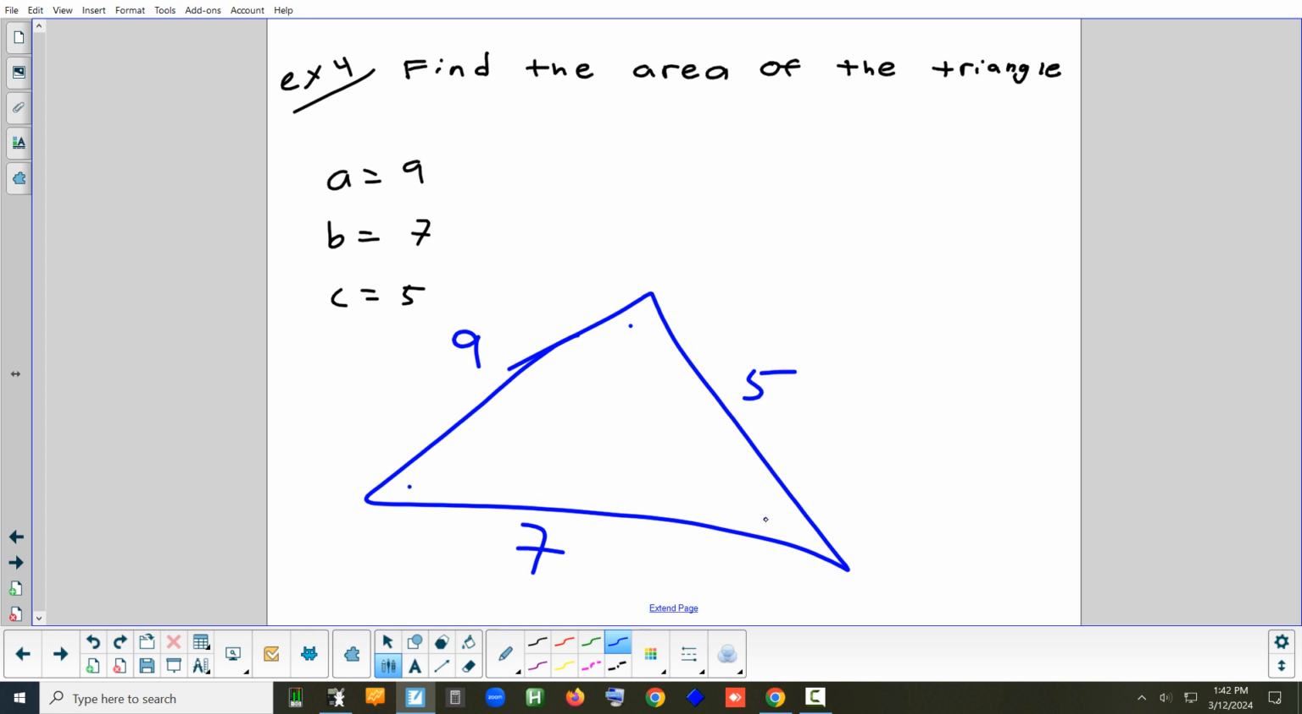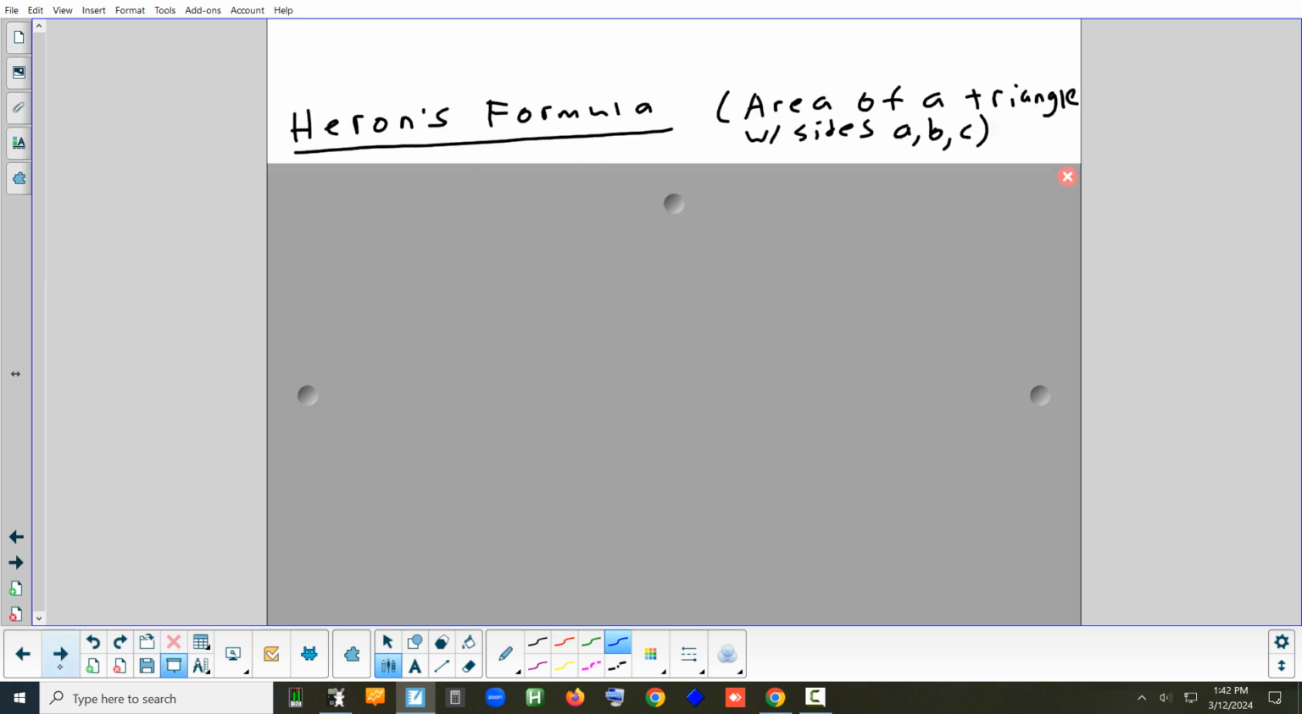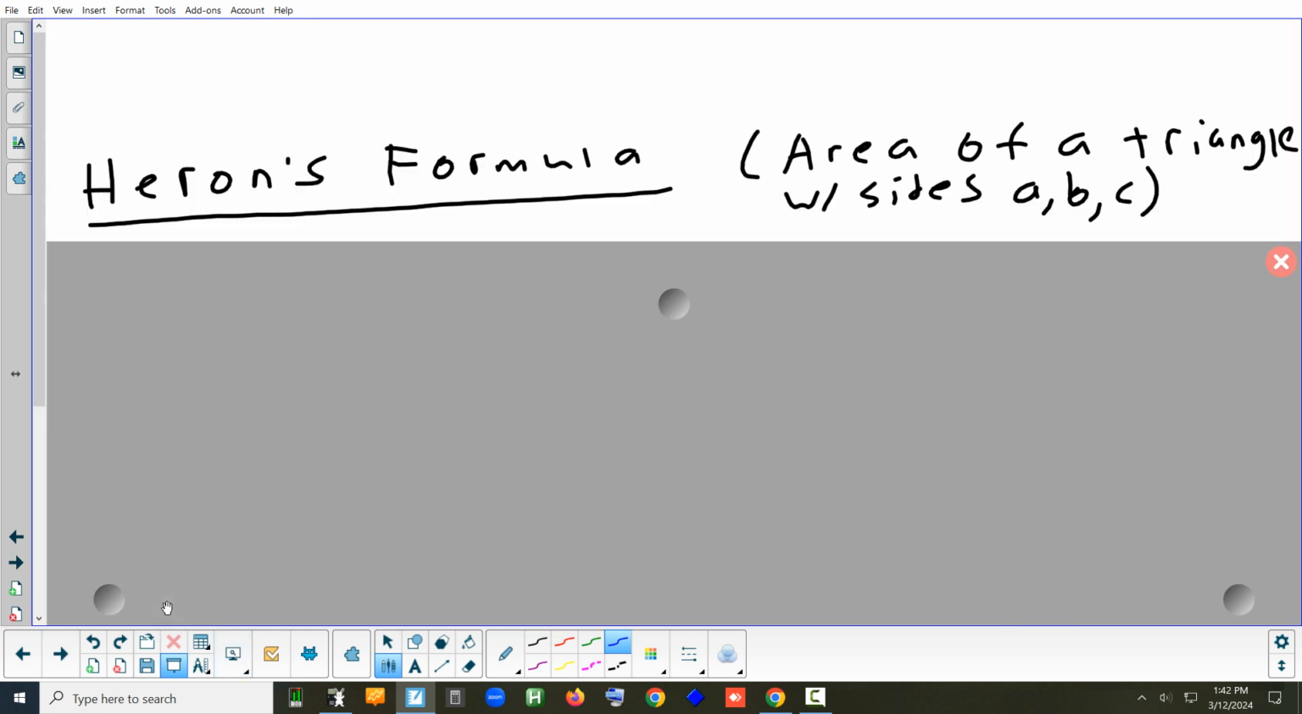Yeah. You have 3 sides, 9, 5, and 7. You could just use the law of cosines, which we've already done, find one of the angles, and plug it into the formula. Now, using law of cosines, though, that's an extra 5, 6 steps. So there is a way to find the area of a side, side, side triangle without doing the law of cosines.